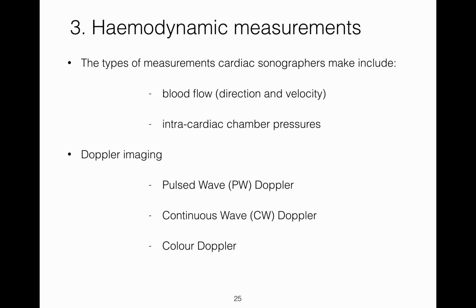The types of hemodynamic measurements that cardiac sonographers make include the measurement of blood flow, that is, the measurement of the direction and velocity of flow, and the measurement of intracardiac chamber pressures. Doppler imaging in its different forms enables the measurement of blood flow and intracardiac pressures. The different Doppler forms that enable this are pulse wave Doppler, continuous wave Doppler, and color Doppler.